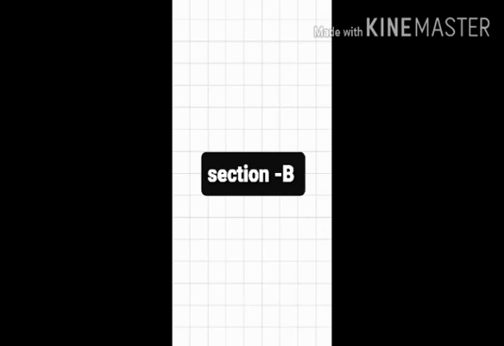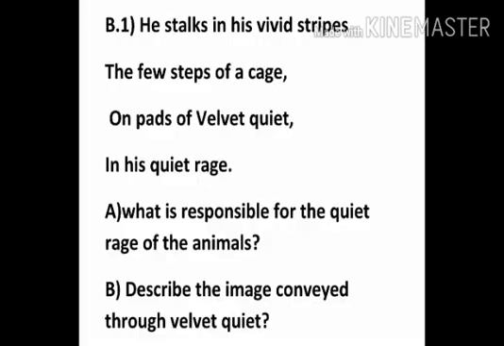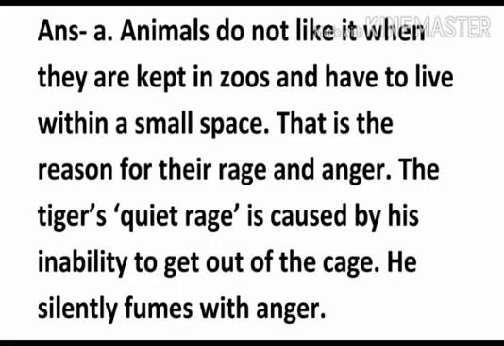Section B, question number 1. He stalks in his vivid stripes the few steps of a cage on pads of velvet quiet in his quiet rage. Question number A. What is responsible for quiet rage of animals? Answer. Animals do not like it when they are kept in zoos and have to live within a small space. This is a reason for the rage and anger, and the tiger's quiet rage is caused by his inability to get out of the cage. He silently foams with anger.